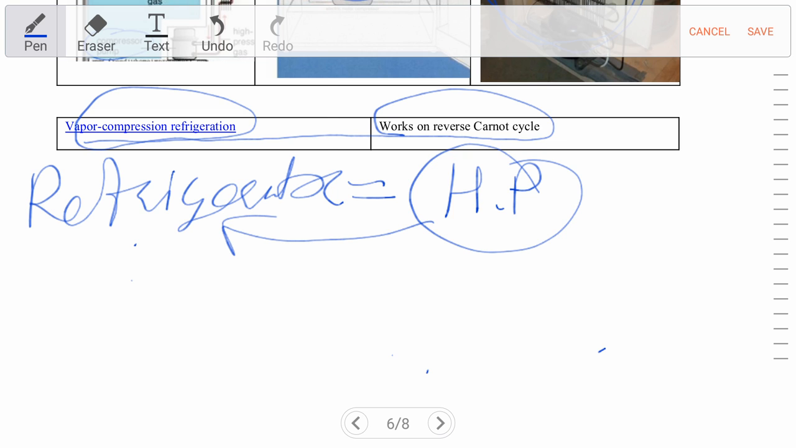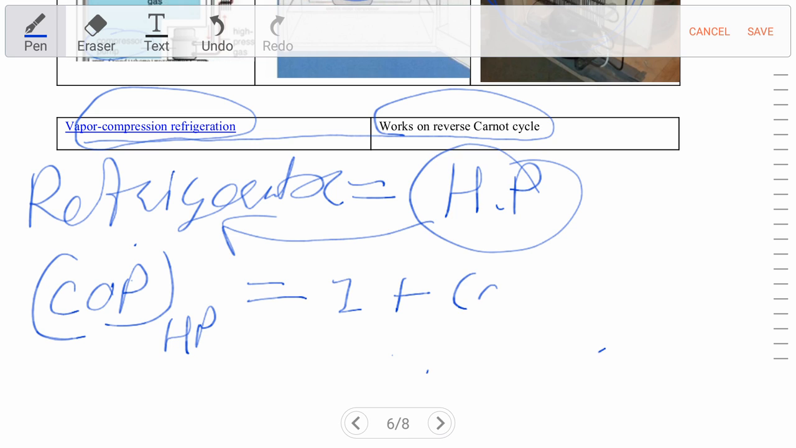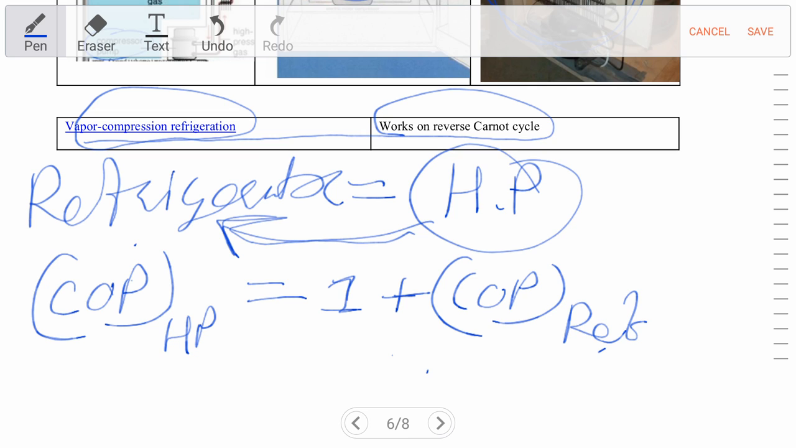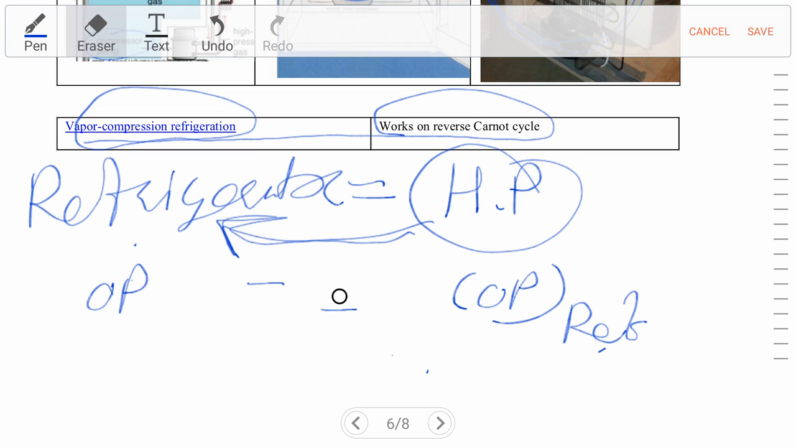Now COP, coefficient of performance. The coefficient of performance of a heat pump is equal to 1 plus the coefficient of performance of a refrigerator. Theoretically both are the same. Now if we calculate the coefficient of performance of a refrigerator, then we have to add 1 to the value of COP of HP, or we can say heat pump.